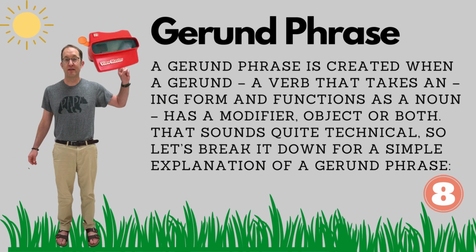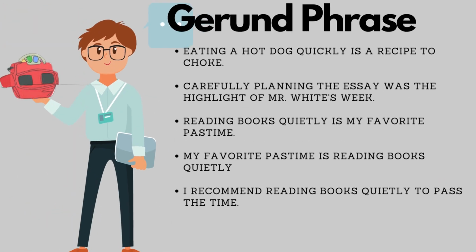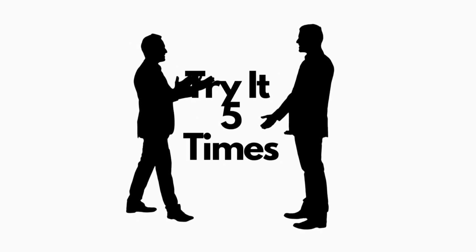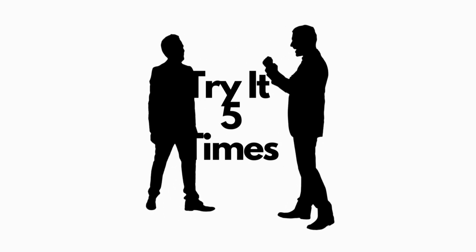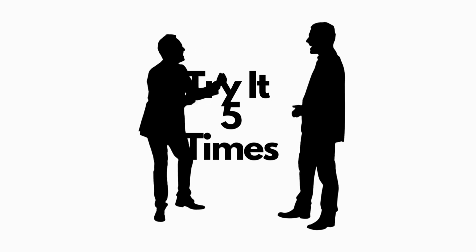The next is the gerund phrase. A gerund phrase is created when a gerund, a verb that takes an ing form and functions as a noun, has a modifier, object, or both. That sounds quite technical, so let's break it down for a simple explanation of a gerund phrase. So these examples really break it down. So just go over them, explain them to your kids. Again, mentor a few, and then try your hand at 5. Just simple. Skill and drill. This is a very simple exercise, but it's a great way to teach that voice rhythm and flow.